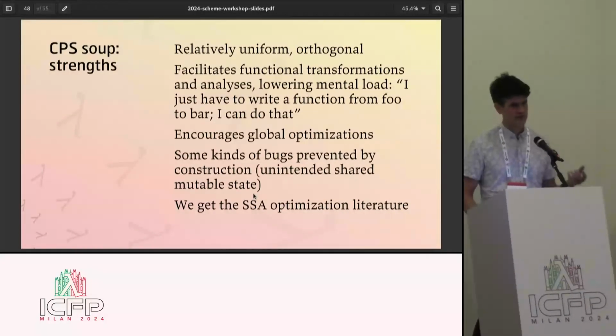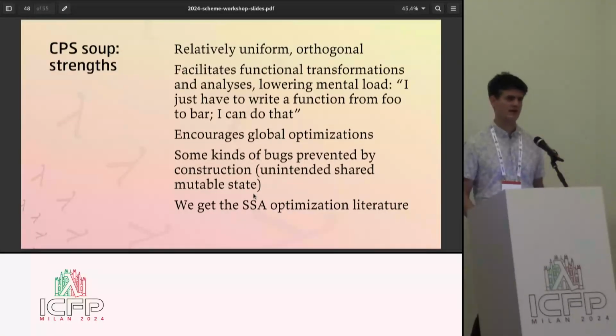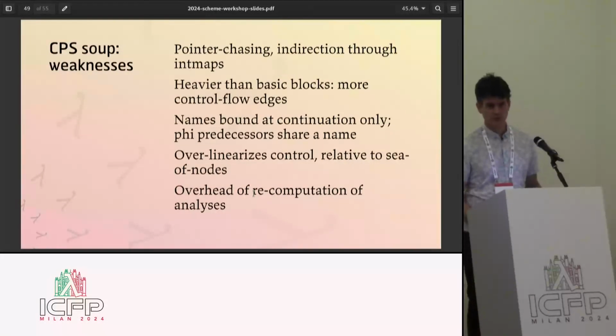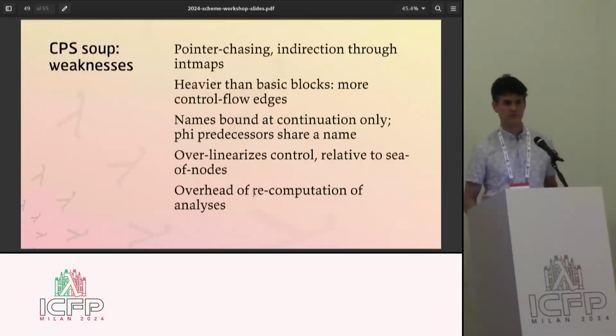And we get to apply the SSA optimization literature directly, right? Which is not the case for something like ANF. You do have to do more pointer chasing. There's less direct referencing of values. There are fewer arrays. There are more trees and such.